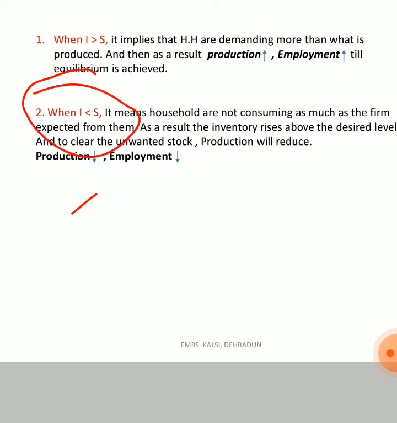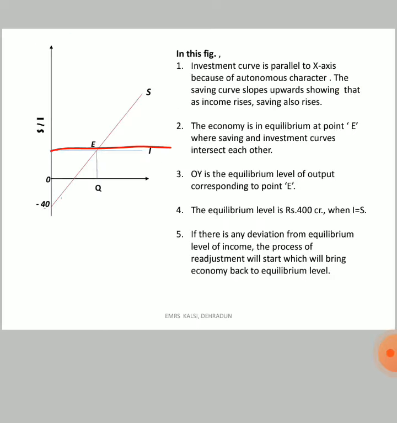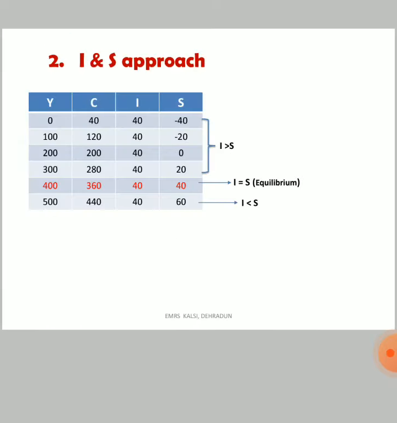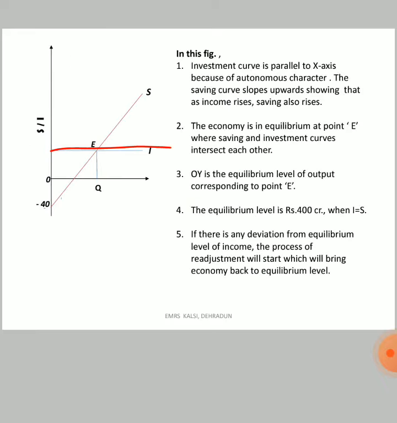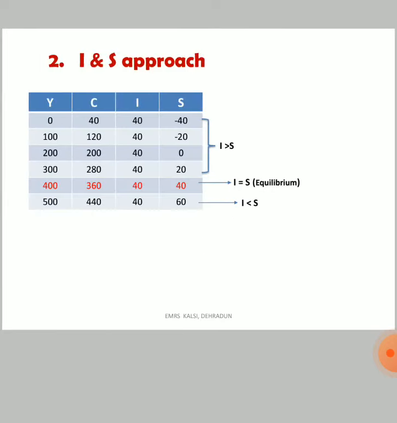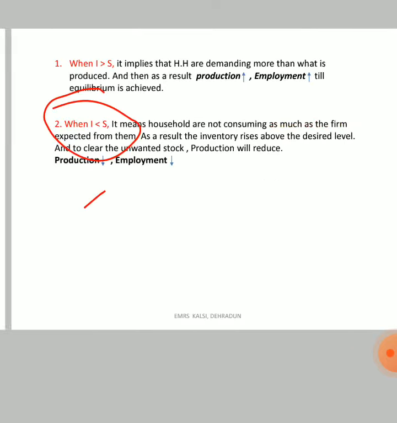So we have seen the short-run equilibrium, or the determination of equilibrium. There are two approaches: the investment and saving approach, and the AD and AS approach. Both are important. It might come in a long answer, it might come in short answers. So you have to be careful while reading the question. You cannot write the I and S approach instead of the AD and AS approach if the question is asked about AD and AS. So these were the two approaches.